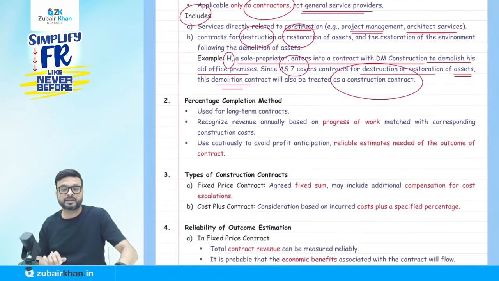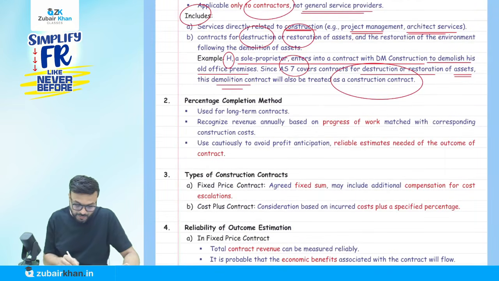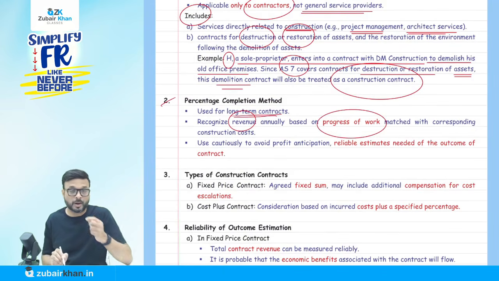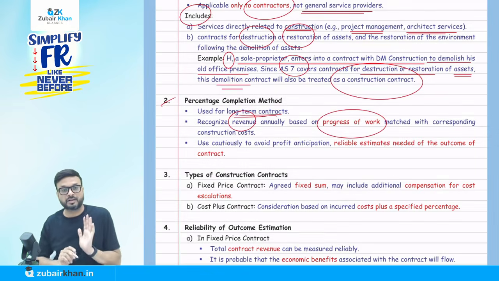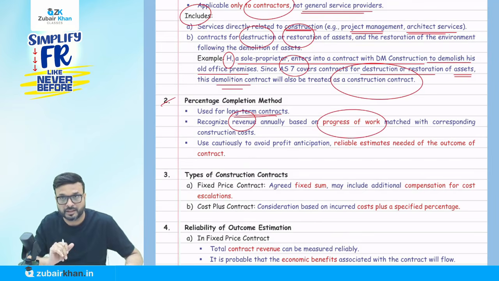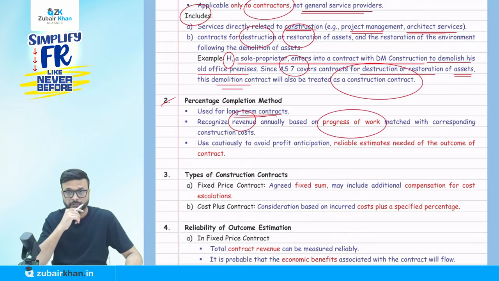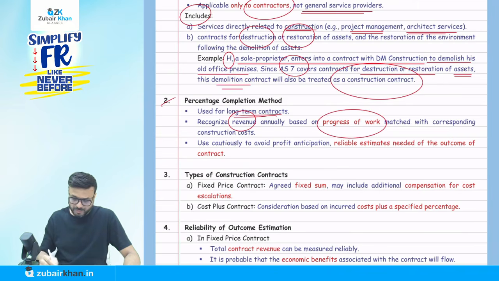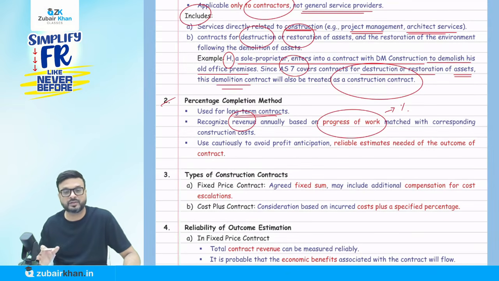But what is this percentage completion? They say it is used for long-term contracts. Recognize revenue annually based on the progress of work. How much work has been completed? Suppose 30% of the work has been completed. So we are going to recognize the revenue of only 30%, matched with the corresponding construction cost. I will tell you how to calculate this percentage, which is important. There are some methods of calculating it. I will tell you that. Okay, it will come later on.